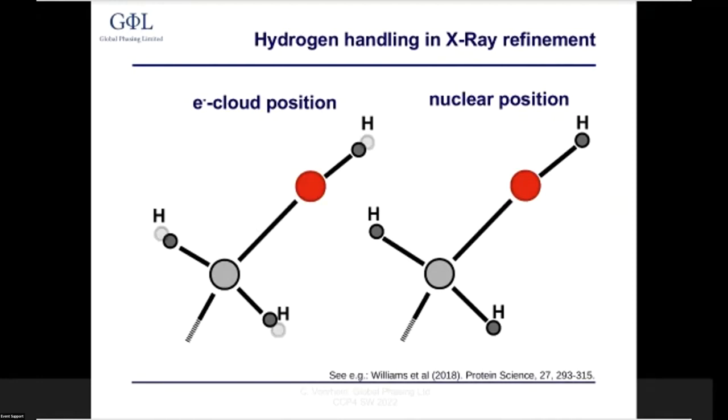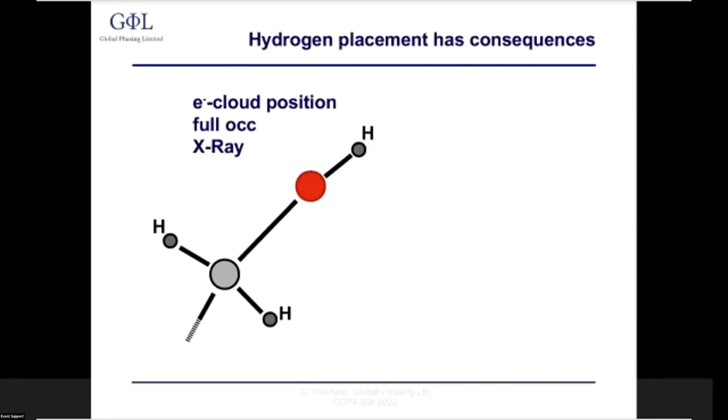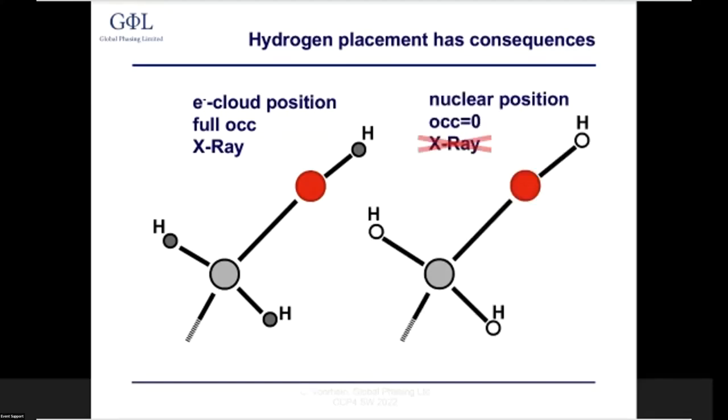When placing the hydrogen at the electron cloud position, we can use full occupancy and have those hydrogens visible to the X-ray part of refinement, for example, when computing structure factors. On the other hand, when placing hydrogens at the nuclear position, we should probably use an occupancy of 0 when refining against X-ray data. Then those hydrogens will be invisible to the structure factor computation.